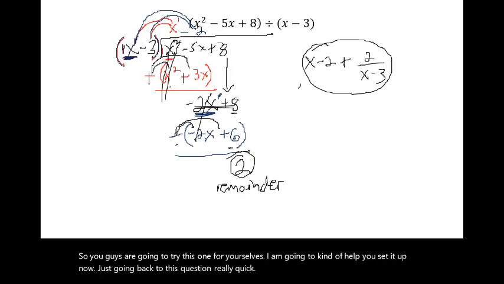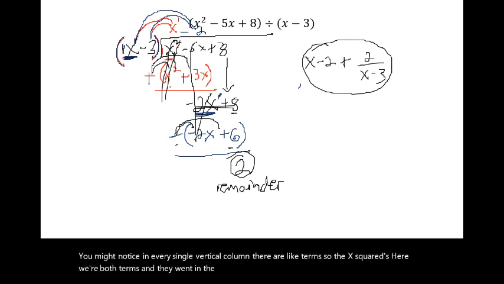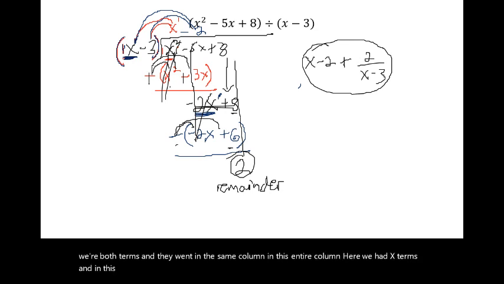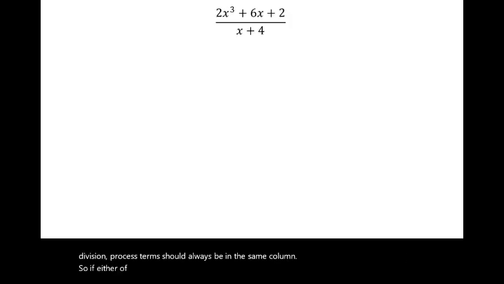You might notice that in every single vertical column, there are like terms. So the x squareds here were both like terms and they went in the same column. In this entire column here, we had x terms, and then in this entire column here, we had constants. So when you're doing the polynomial long division process, like terms should always be in the same column. So if either of your polynomials are missing any terms, you do need to add zeros as placeholders so that you can keep like terms in the same column.